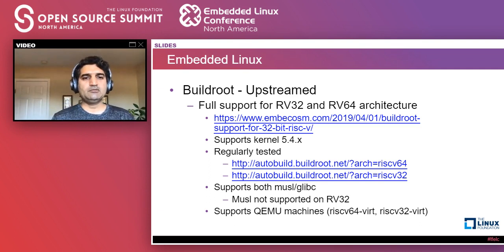Buildroot, all the support is upstream, and it fully supports both 32-bit and 64-bit architectures like OpenEmbedded. Currently it's supporting kernel 5.4, and it's regularly tested. You can see the autobuilder, I've pointed here, builds for RISC-V 64-bit as well as 32-bit. And much like OpenEmbedded, it supports both musl and glibc. Of course, the musl 32-bit port does not exist there yet, so there is no 32-bit support for musl, but glibc should probably have both.